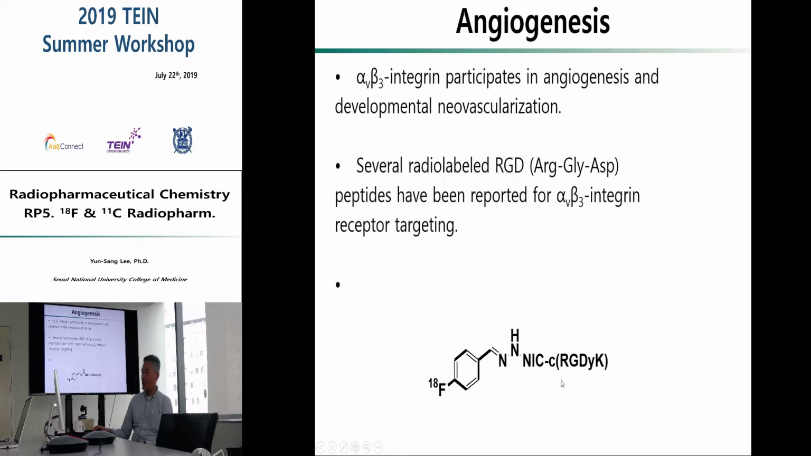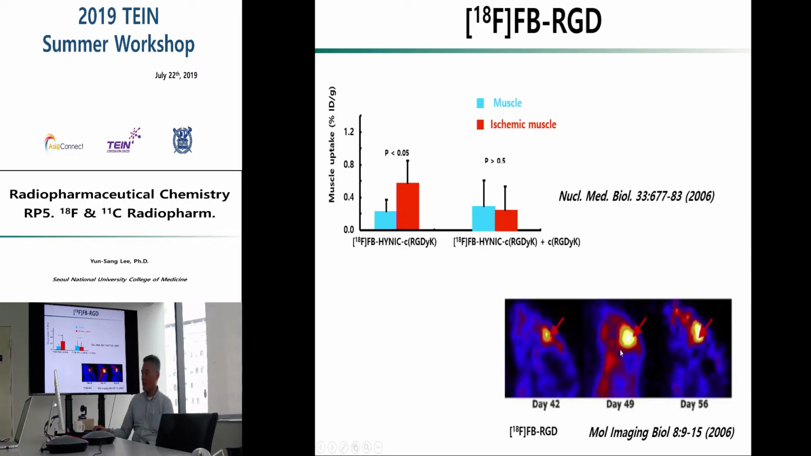And for angiogenesis imaging, we can use a peptide labeled with F18 or gallium-68, and this RGD moiety can bind to the alpha-V beta-3 integrin. You can see the model image. We can see the high increase in the ischemic muscle.